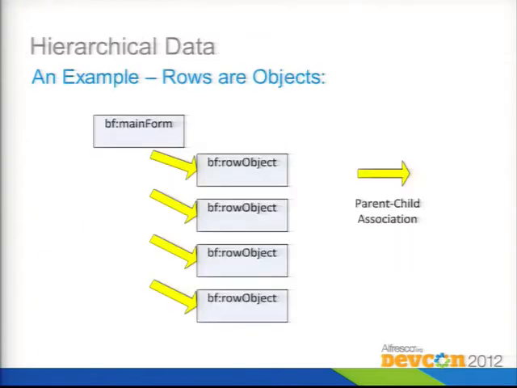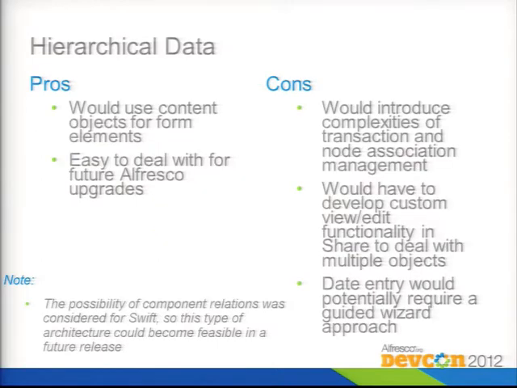Our next concept was, hey, let's look at using child objects. We'll make a form as an object, and then each row will represent an object, and we'll create parent-child associations between all of these. We went down that approach, thought about that, but we were worried about some of the complexities of transactions and node associations. Also, Share's form engine really doesn't, out of the box, provide the concept of, hey, I'm going to enter data for a bunch of objects, and behind the scenes, you figure out where it goes. So we would have to do a lot of work there.